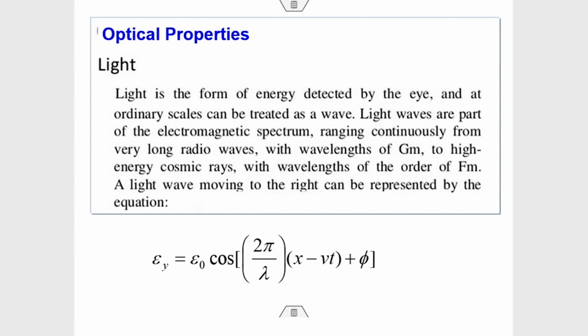Here epsilon y is nothing but the amplitude of the wave, which is equal to epsilon 0 into cos of 2 pi by lambda x minus omega t plus phi. Phi is basically a phase factor. So it is basically an equation between space and time, where x is the space variable and t is the time. So that is how light can be described in a wave formalism, but light can also be considered a particle, as you know in quantum mechanics, but in the case of optical properties mostly it is considered to be a wave.